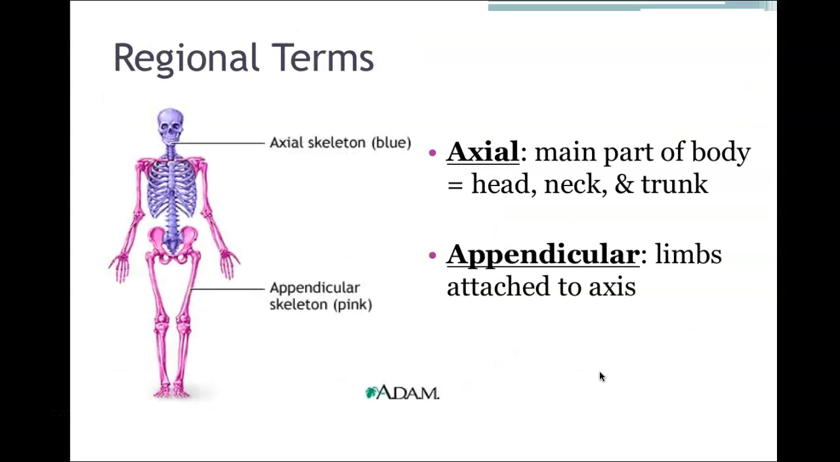And then we have a couple of regional terms. These are your big regional terms. Axial means the main part of the body, which involves the head, neck, and trunk. And that's in purple. Or your notes say it's in blue, but it looks purple to me. And then your appendicular would be your limbs that are attached to the axial. So axial would be kind of the central part of your body. Appendicular, and it kind of sounds like appendage, would be the limbs that are attached to the axial part of the body. So you just fill those into the blank there. All right.